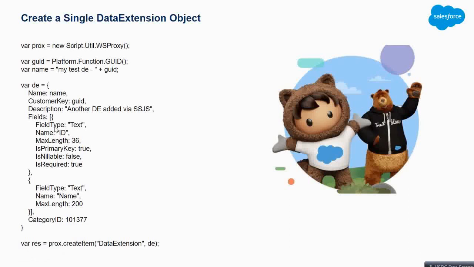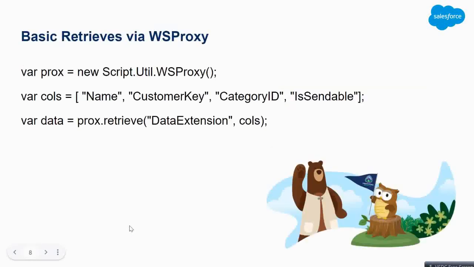Okay, so these are kind of, in a database you have tables and columns, so kind of that. Here in a data extension you have fields, and you can define the field names, and then the moment you invoke this create item function, it will create a data extension in your system.